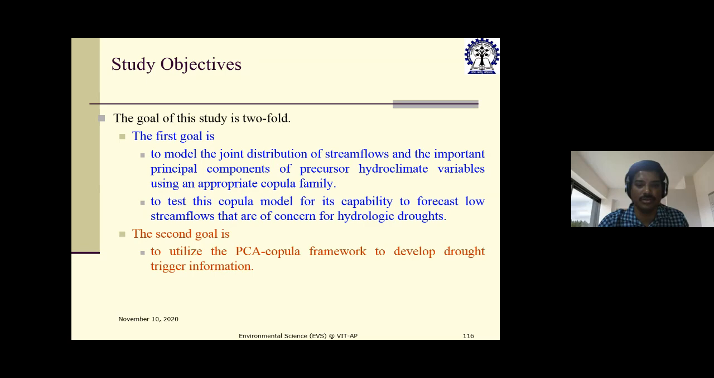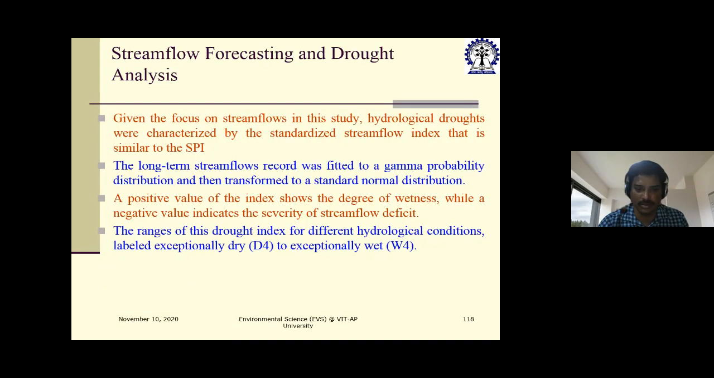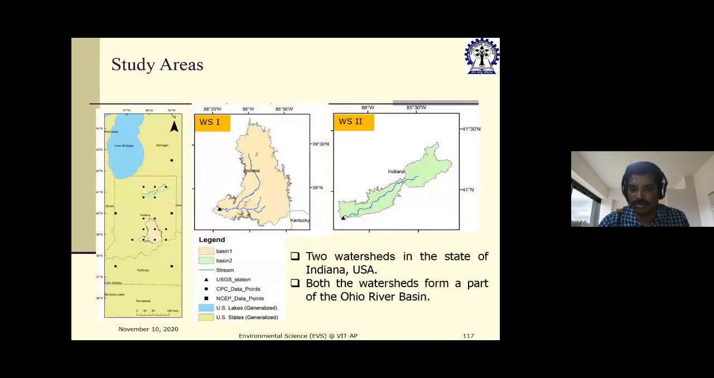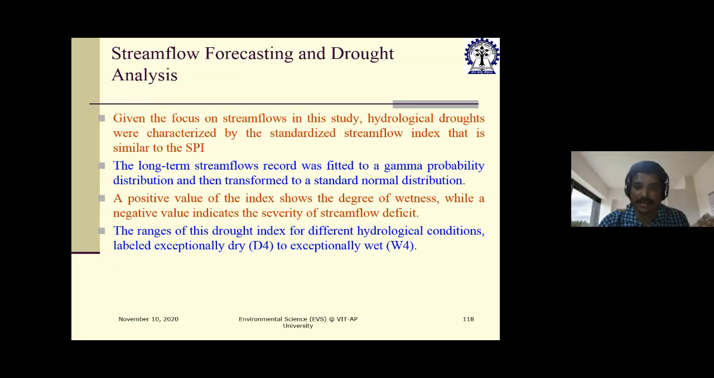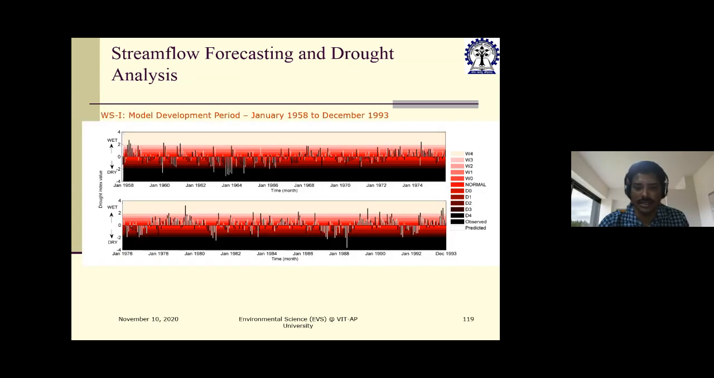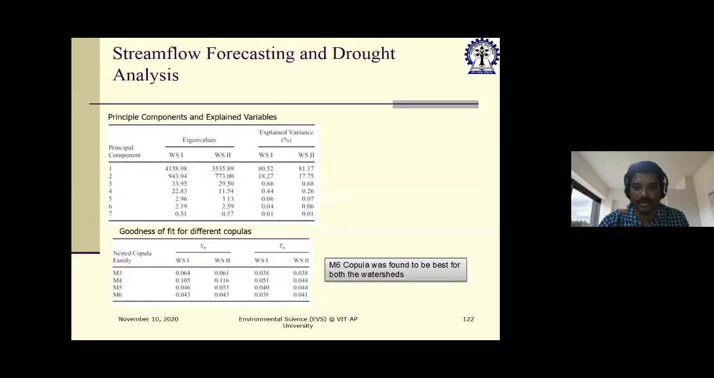This study was done in the USA. We have taken two watersheds, and our question is: what are the different variables that I can see this month, so that I can say something about what is going to happen in the next month? The set of variables that is able to tell something about the next month's drought is what is called the drought triggers. Again, the details I'm not going into. I can just directly take you to these results.